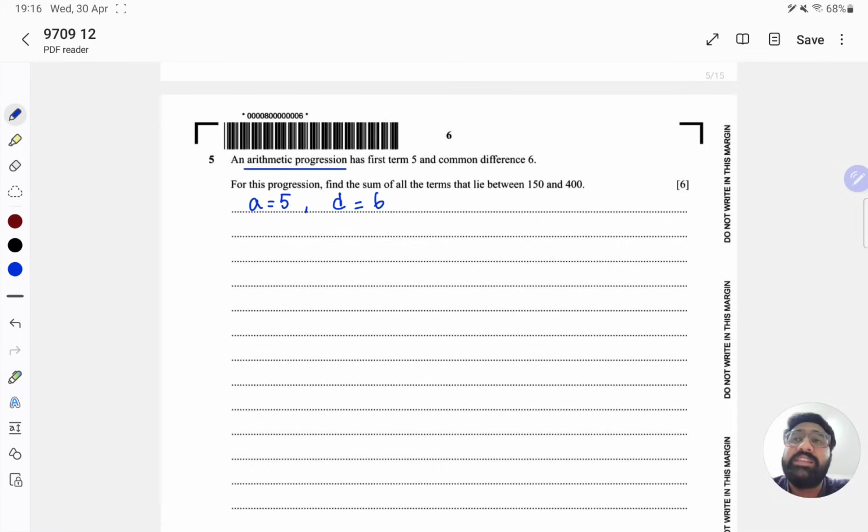So we need to find the sum of the terms between the term giving the value 150 and the term giving 400 or less than 400, closer to 400. So first, let's see which are those values of n. The formula is a plus n minus 1 into d. It has to be greater than 150, and similarly it has to be less than 400. The value of a is 5, the value of n we need to figure out, and the value of d is 6.